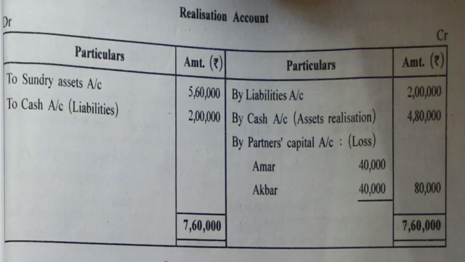Loss is to be distributed among partners in their profit sharing ratio. If profit sharing ratio is not mentioned, it is to be considered equal. This is the rule that we follow in each and every chapter. So 40,000 loss each, Amar and Akbar. And this is the payment of liabilities. Total of both the sides is 7,60,000 in this manner. Yes, so it is simple.